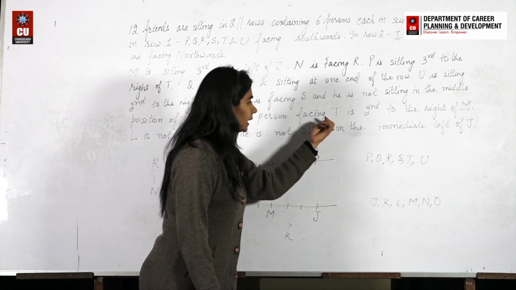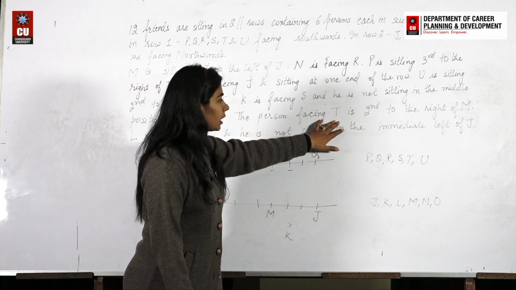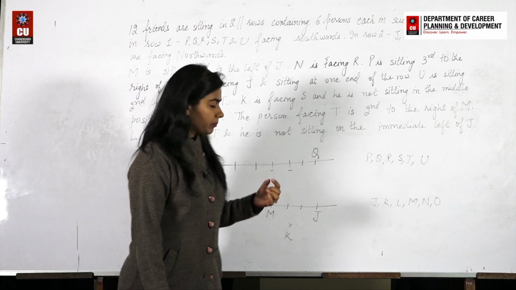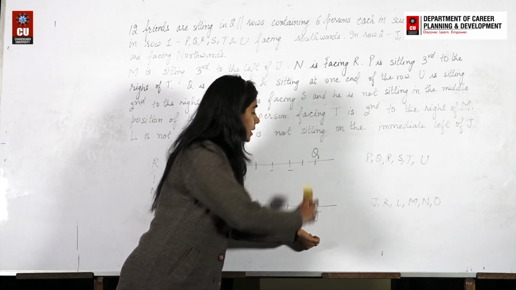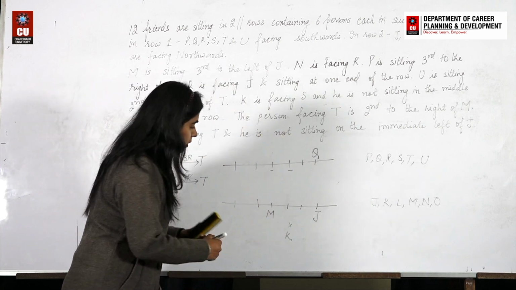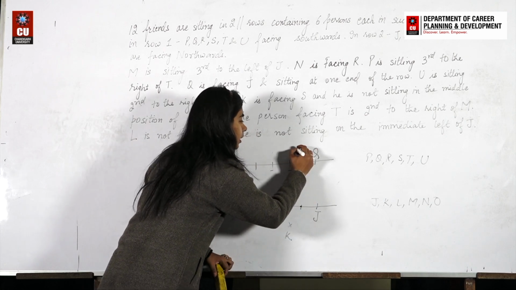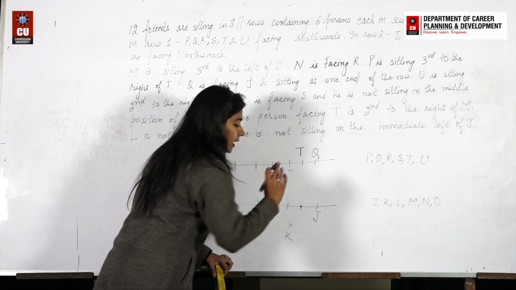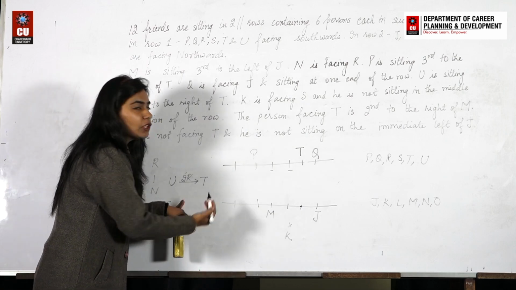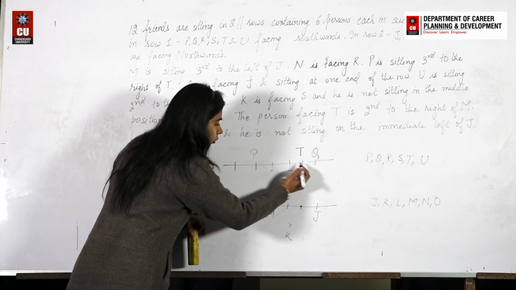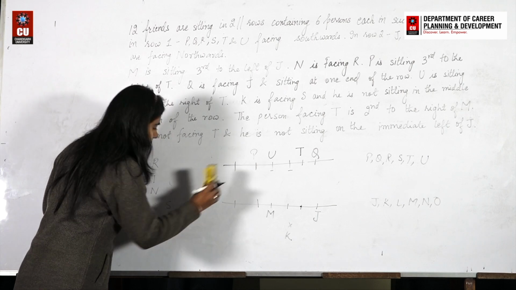The person facing T is second to the right of M. The person who is placed second to the right of M is facing T. So, the person who is second to the right of M is facing T. Now, we will place T here. The previous statement says U is second to the right of T. Now, we will place U here. Now, we will erase this statement too.